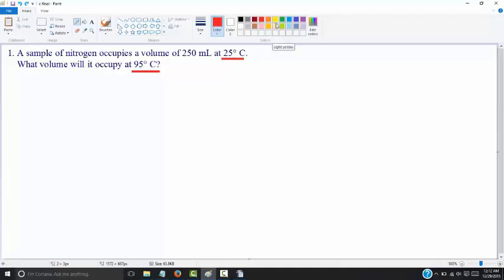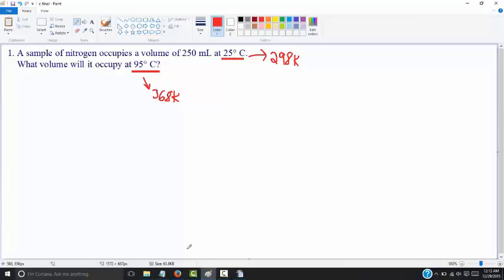So for these, to convert Celsius to Kelvin, all you do is add 273 degrees to them. So for this one, that now becomes 298 Kelvin. And then this one here, we add 273 to that, 368 Kelvin. That's something that's very important to remember when you're doing Charles' Law questions. You must use the Kelvin scale for temperature, not Fahrenheit, not Celsius.